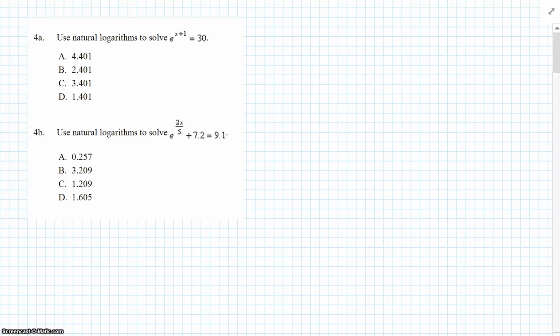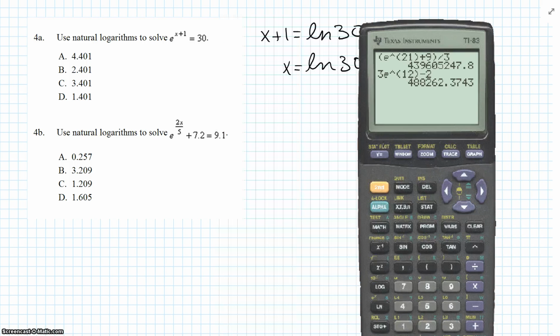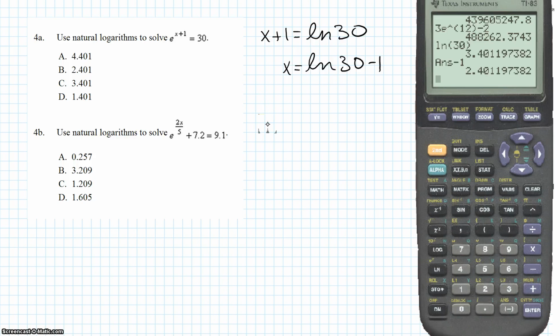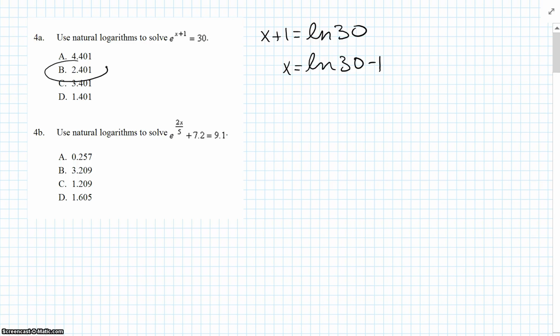Next example. Use the natural logs to solve e to the x plus 1 equals 30. So it's going to be x plus 1 equals the natural log of 30. So x is going to be the natural log of 30 minus 1. So that's easy calculator work for us. So natural log of 30, enter, minus 1. So I got 2.401. So the answer is B.